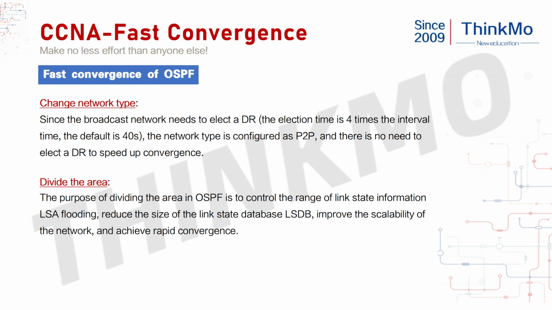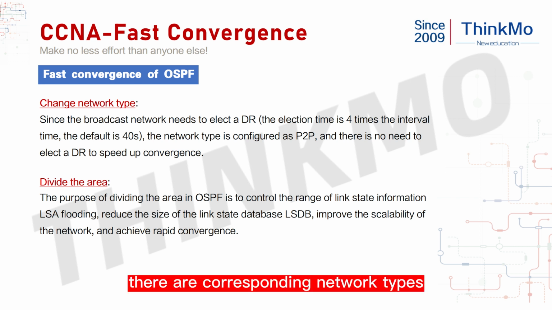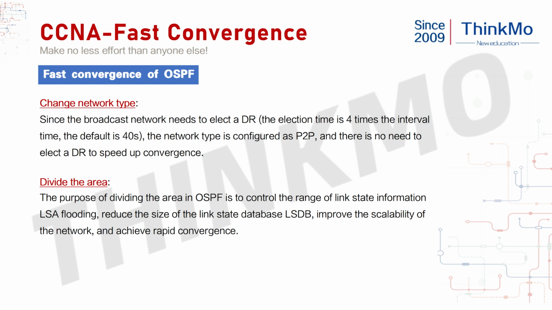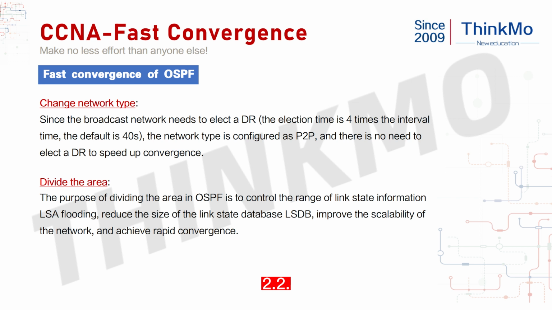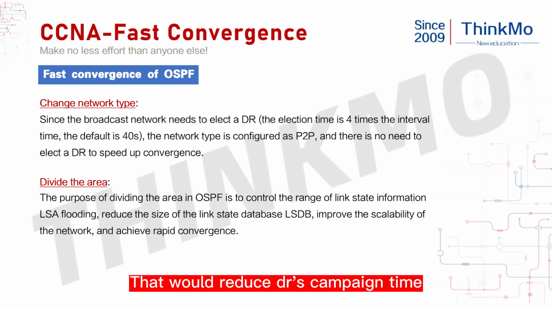So in OSPF, there are corresponding network types, like P2P, P2MP, MA and NBMA. Let's say two routers are connected by a line. Something like this network type, we call point-to-point. By default, the OSPF network type is MA. We can go under the interface and, for example, change the OSPF network type to point-to-point. That would reduce DR's campaign time. It's not exactly a decrease; I'm just not going to choose DR.